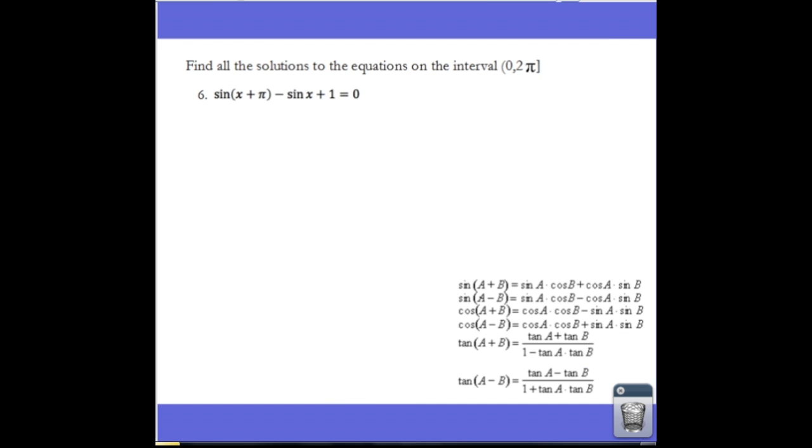So let's look at one last equation. This one we're finding the solutions to the equations on the interval 0 to 2 pi. So again, we'll have to use the sum and difference formula for this. So we'll use the sine sum and difference formula to get sine of x times cosine of pi plus cosine of x times sine of pi minus sine of x plus 1 equals 0.